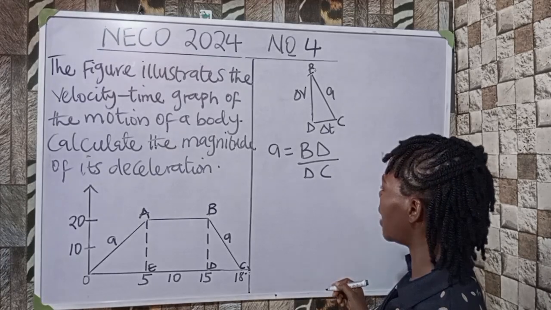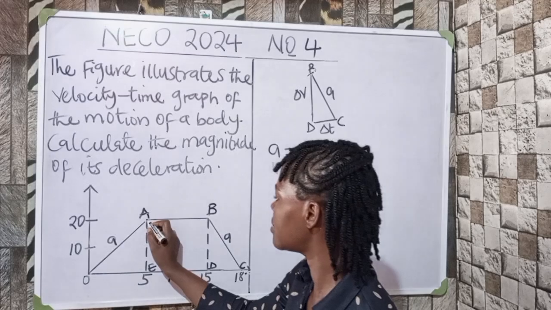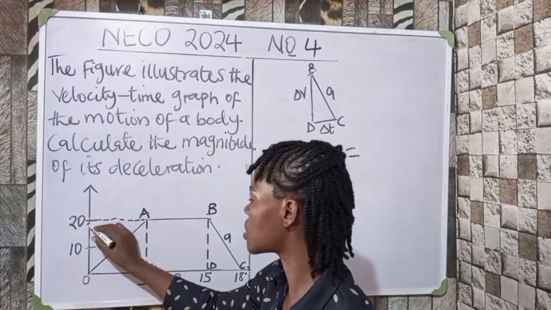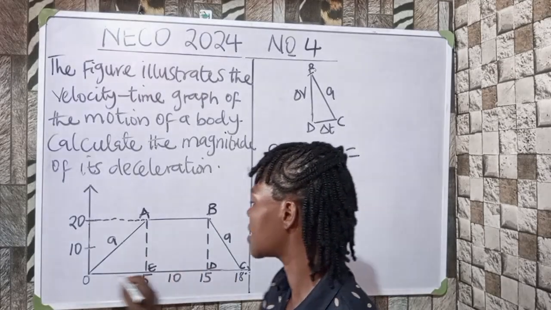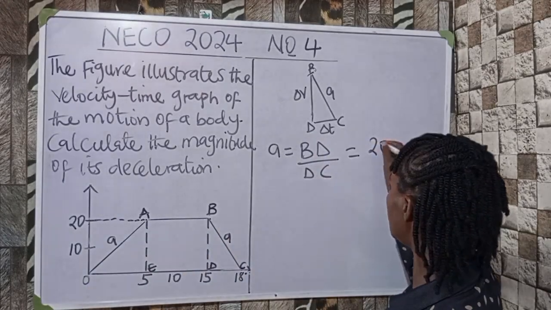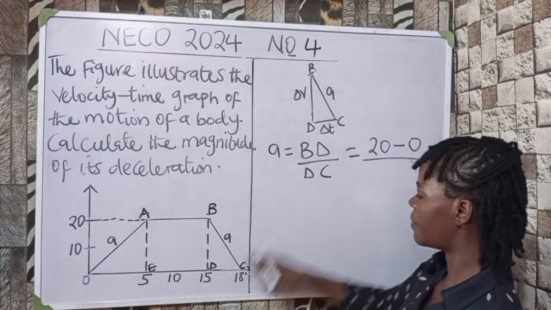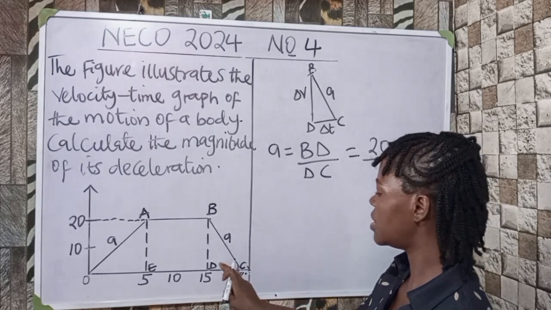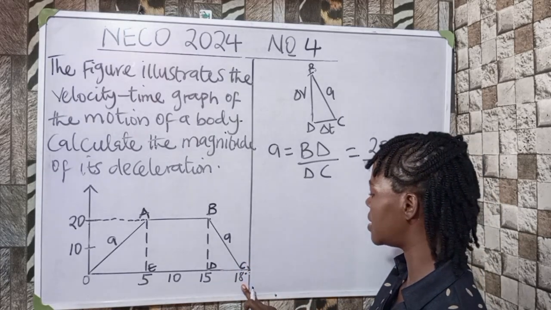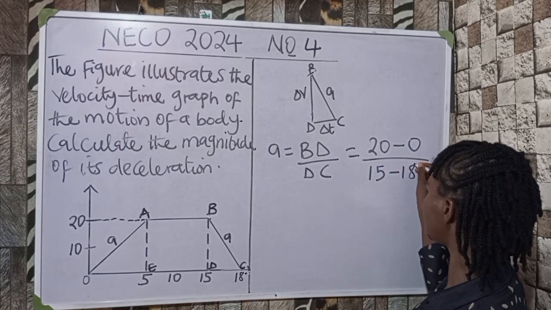Now, if I am asked to take my B, I will go to the vertical axis, going outside here to see what I have. So B on the vertical is 20, and D on the vertical is 0. So going by that, I will have 20 minus 0, divided by, now come to the time, DC. D on the horizontal is 15, while C on the horizontal is 18. So I will have now 15 minus 18.